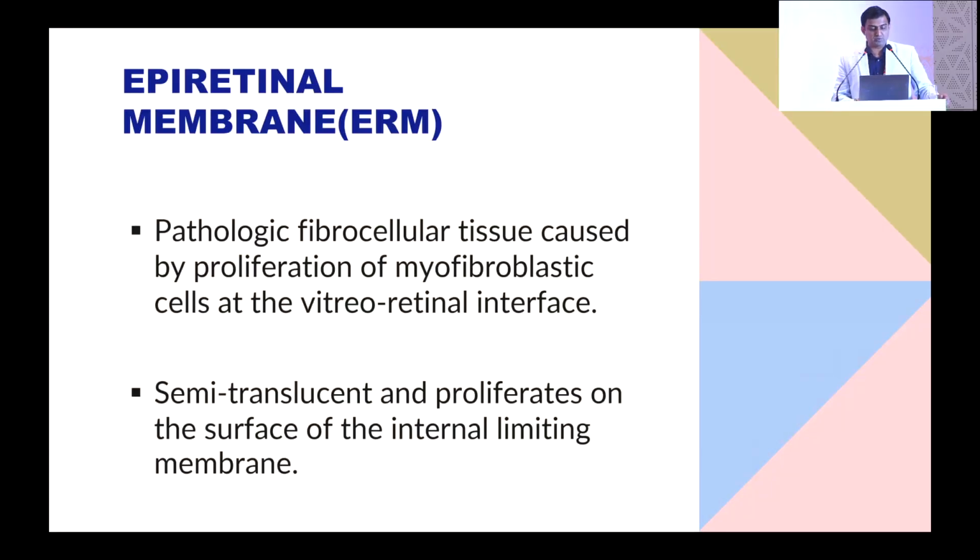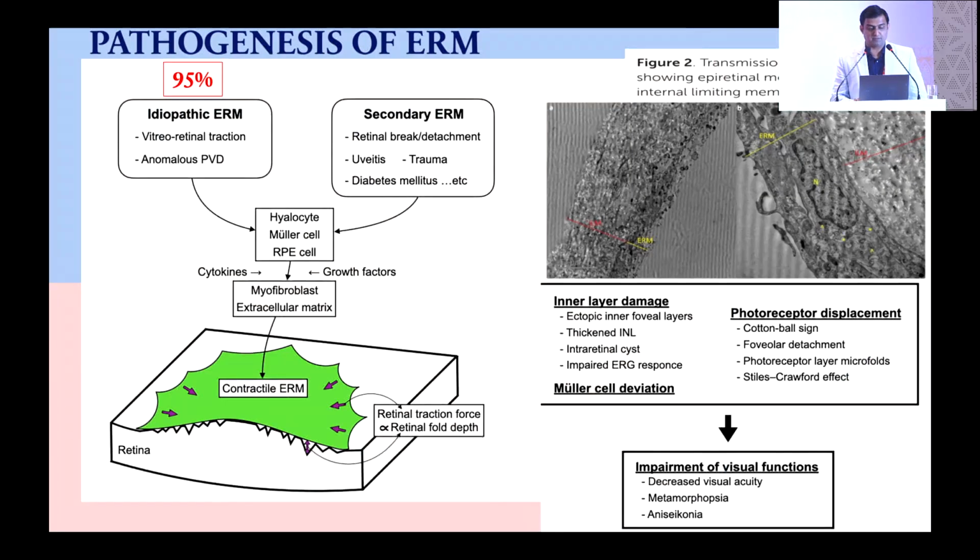So coming to the next one, the epiretinal membrane. You all know it's the pathologic fibrocellular tissue caused by proliferation of myofibroblastic cells at the vitreoretinal interface. It's semi-translucent and proliferates on the surface of the internal limiting membrane.